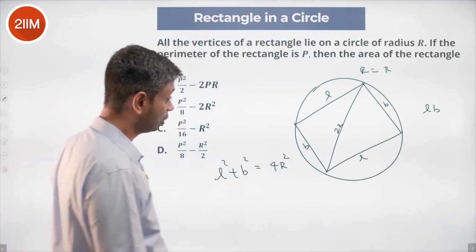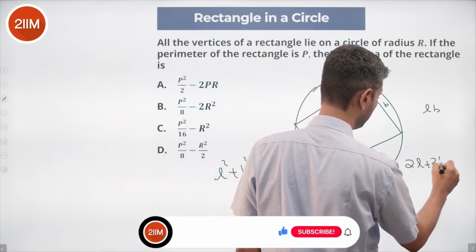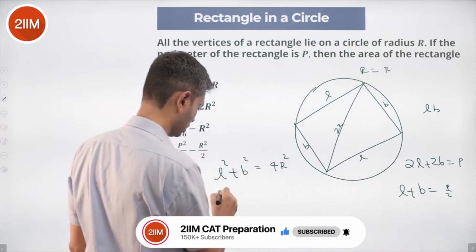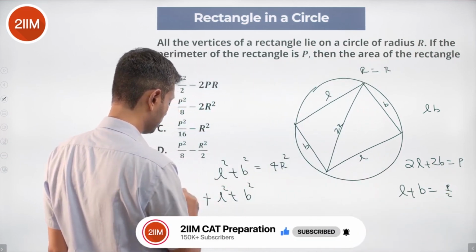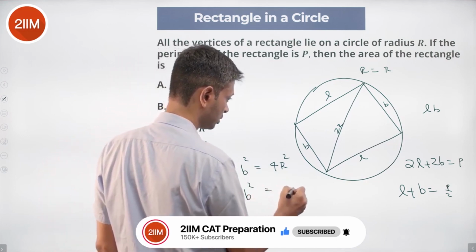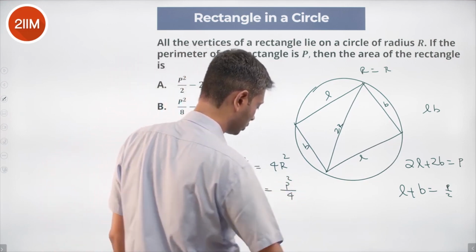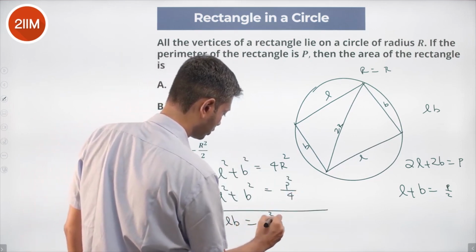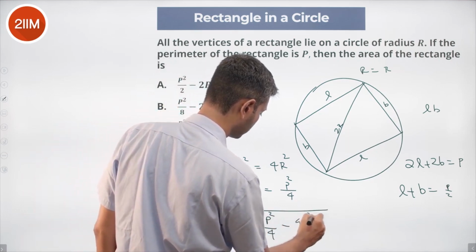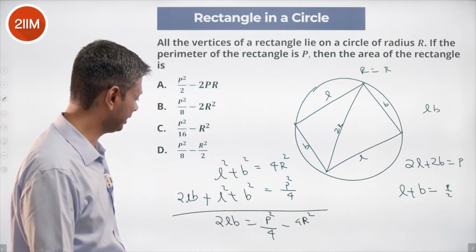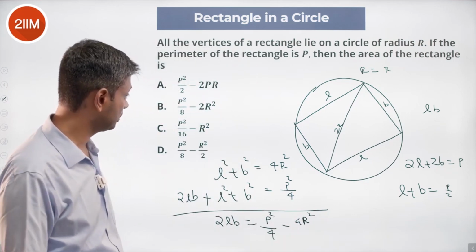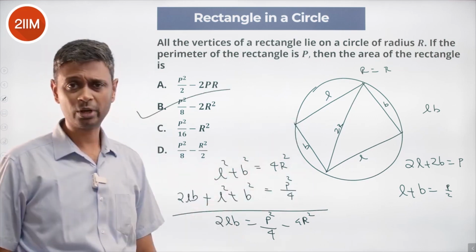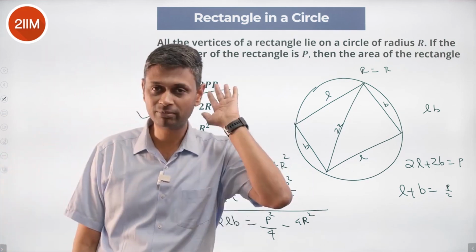Nice. We know 2L plus 2B is equal to P, or L plus B equals P by 2, or L square plus B square plus 2LB equals P square by 4. Subtract this from this: 2LB equals P square by 4 minus 4R square. And the area of the rectangle is LB, so dividing by 2, it should be P square by 8 minus 2R square. Nice juicy question, should just be knocking it off.